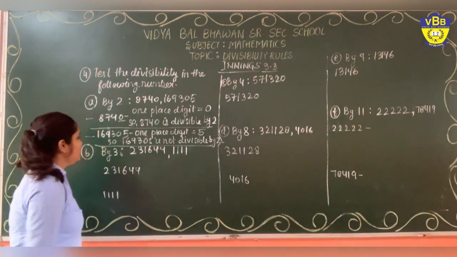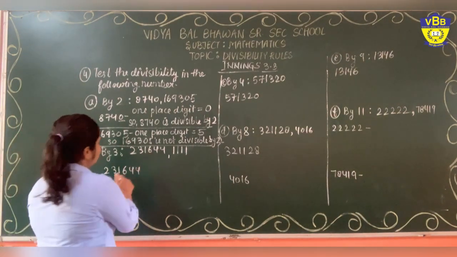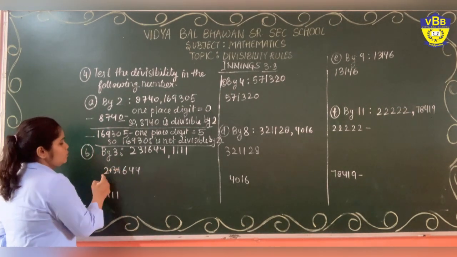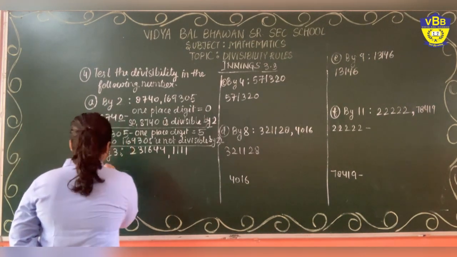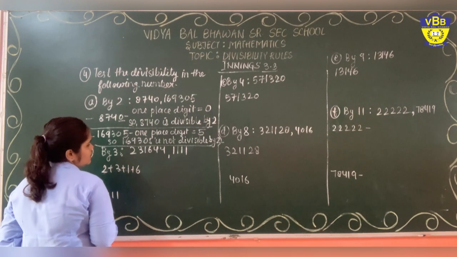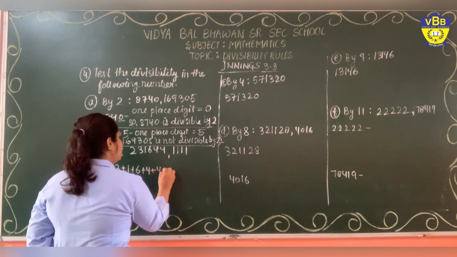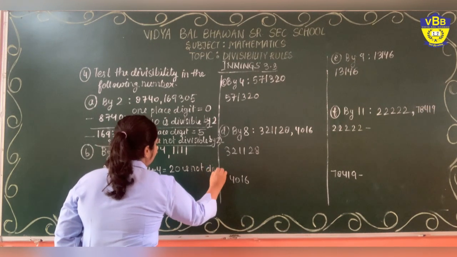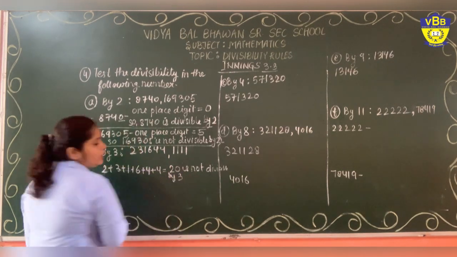Next one, we have to check if the given numbers are divisible by 3 or not. For that you need to do the sum of the digits of the number, that is 2 plus 3 plus 1 plus 6 plus 4 plus 4. So we are doing the sum here. 2 plus 3 is 5, 5 plus 1 is 6, 6 plus 6 is 12, 12 plus 4 is 16, 16 plus 4 is 20, and 20 is not divisible by 3. So it will not be divisible by 3.